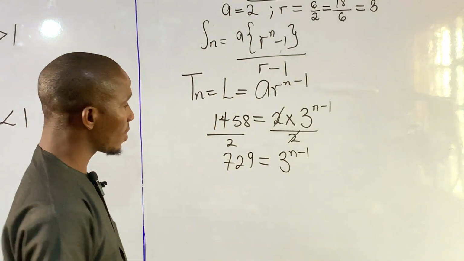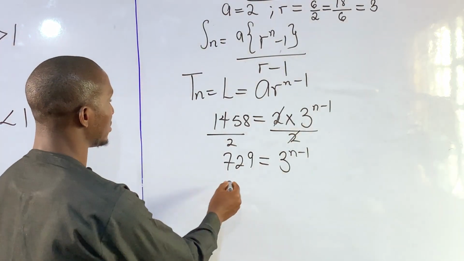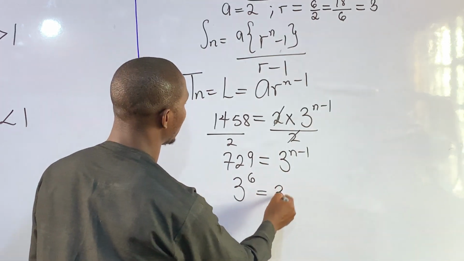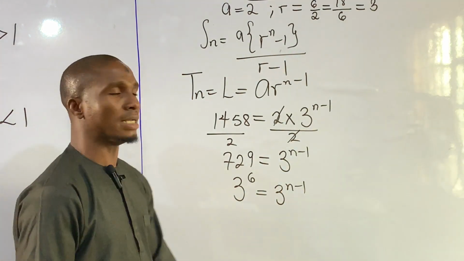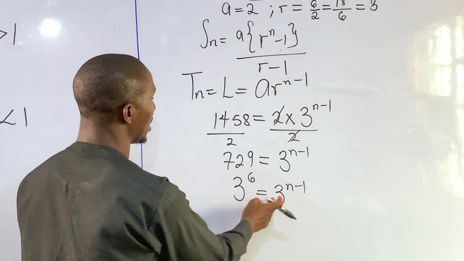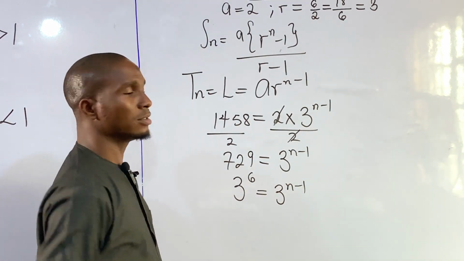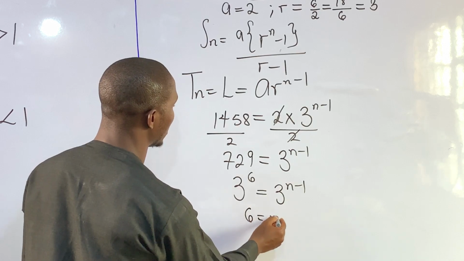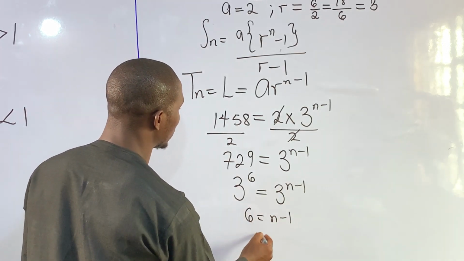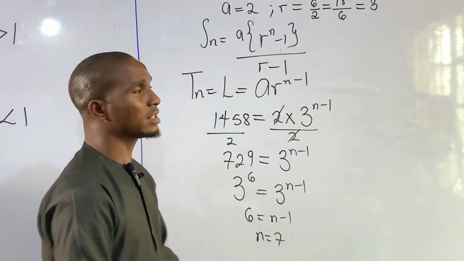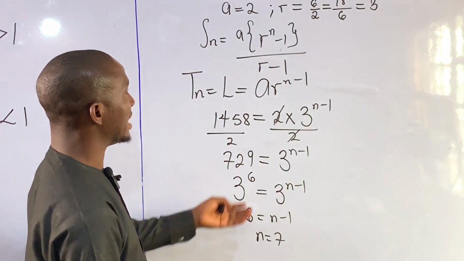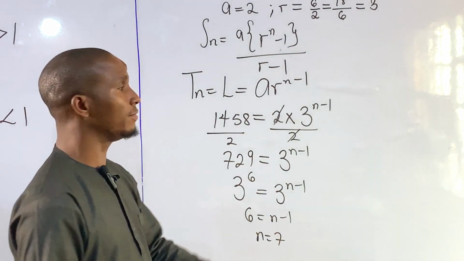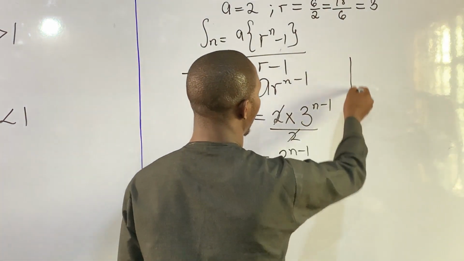So we have 729 equals 3 raised to power n minus 1. 729 means 3 raised to power 6, which equals 3 raised to power n minus 1. Now, both of them have the same base, so you can keep the base and equate the power. So 6 equals n minus 1. Collect like terms, so n equals 7. Since we now know our n, we can go back and estimate the sum of the terms.